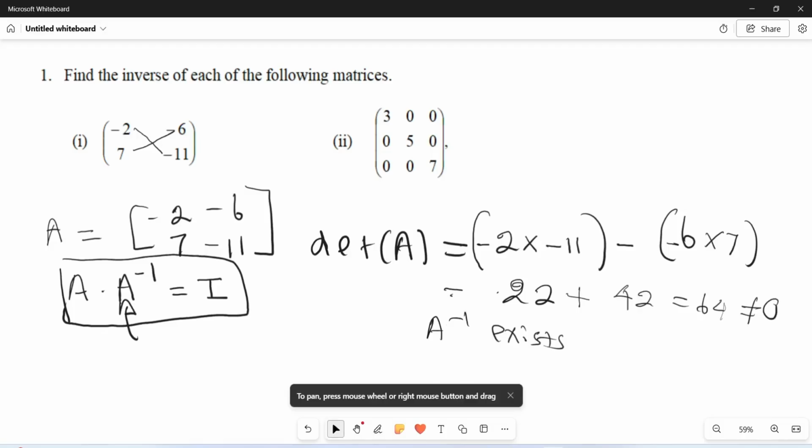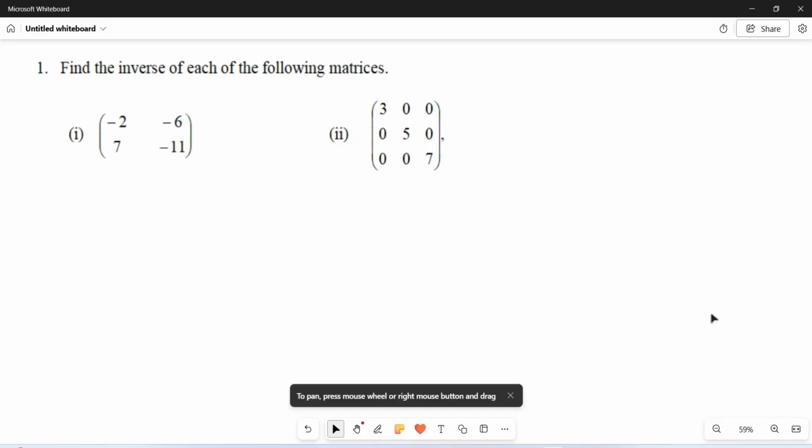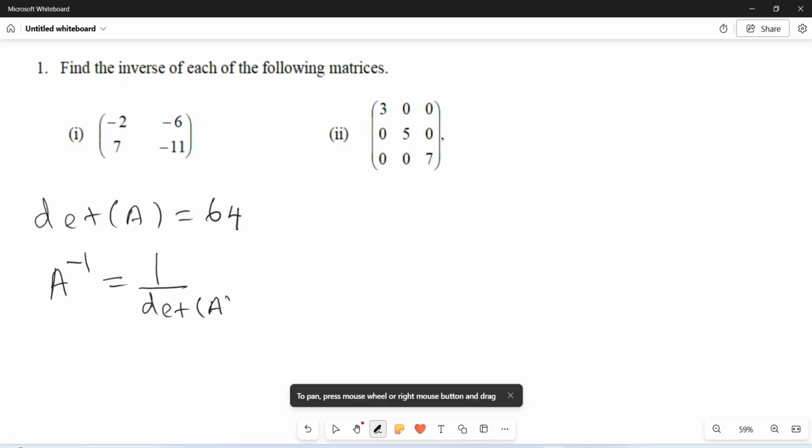Now we found that the inverse exists, and the determinant value is 64. Det A is 64. Determinant of A is 64. After that, how do you find A inverse? The formula for A inverse is 1 over determinant of A into adjoint A.